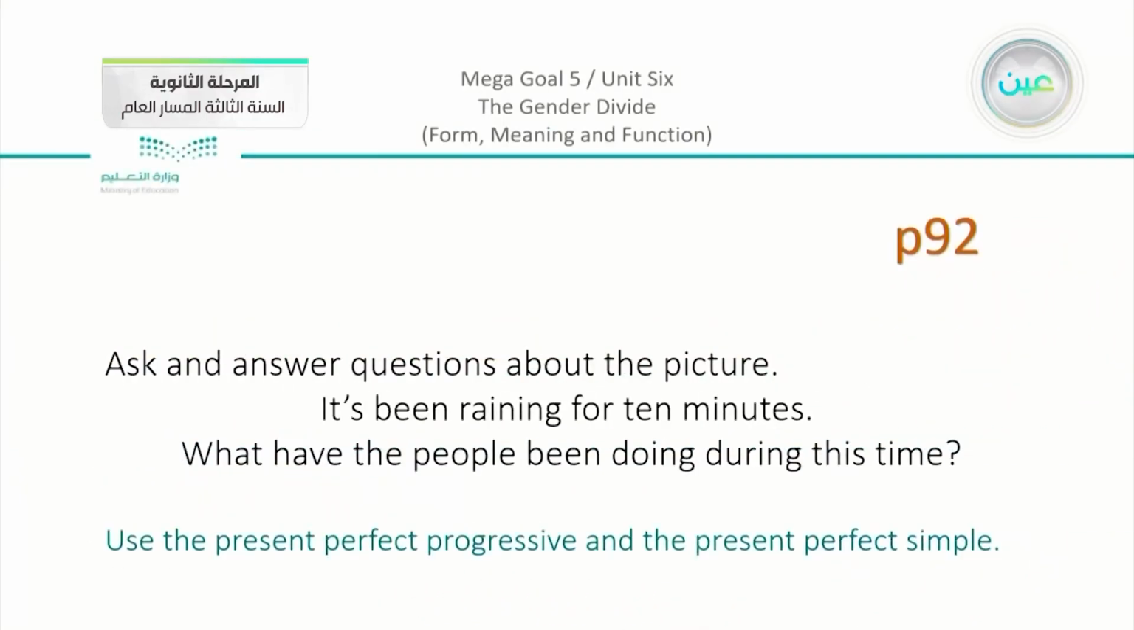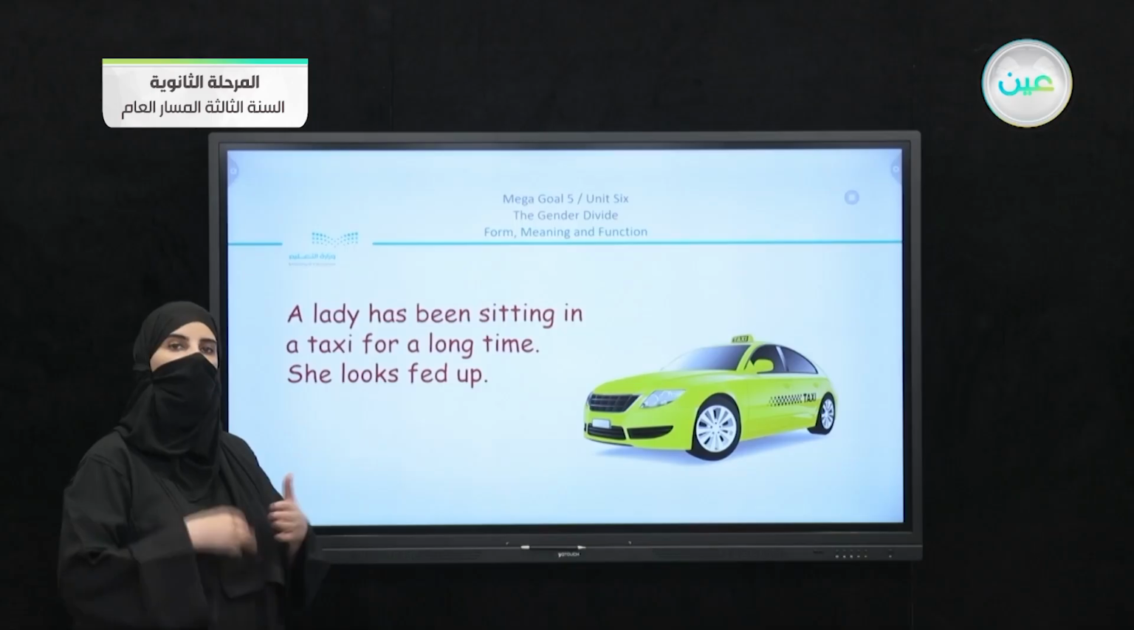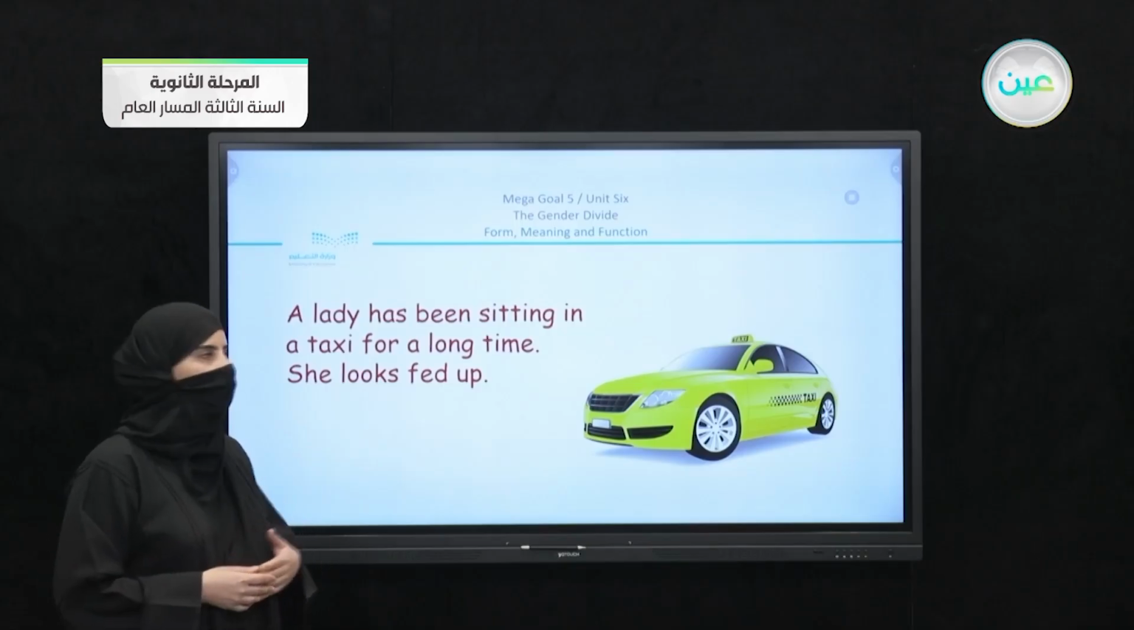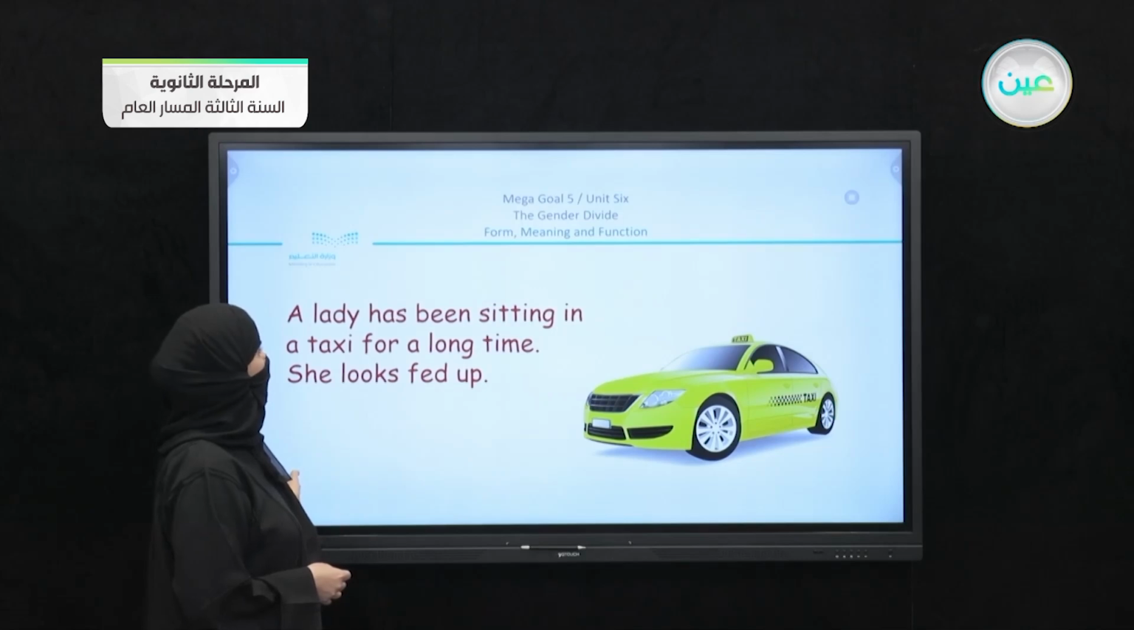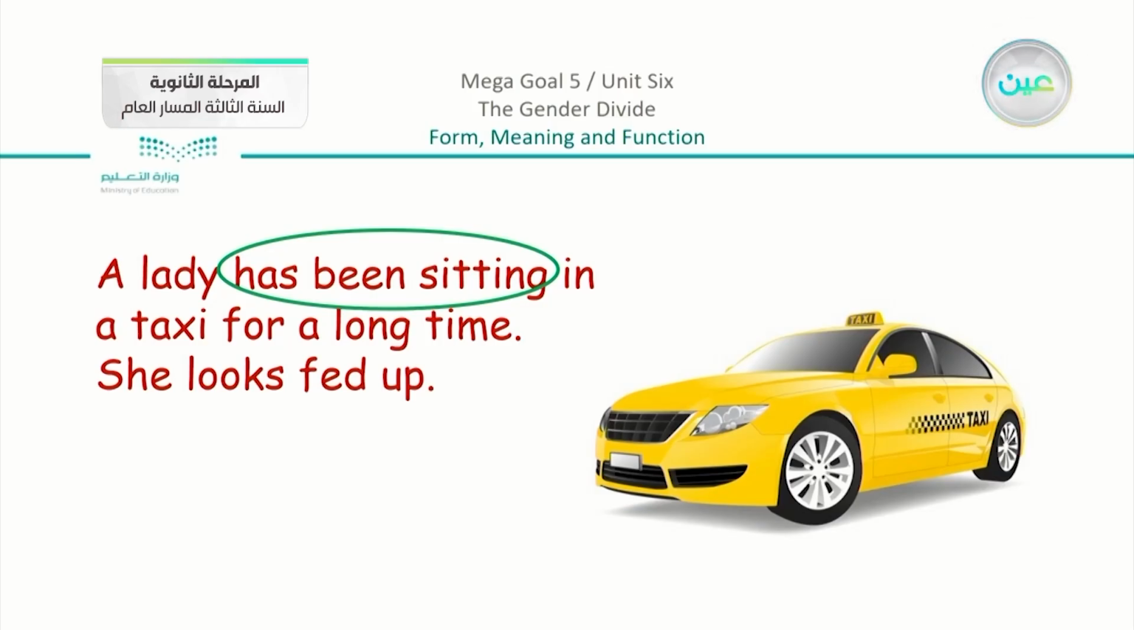Now you do have your exercises in the book. For example, we do have page number 92, ask and answer questions about the picture. Now it has been raining for 10 minutes. What have the people been doing during this time? Now we can use either the present perfect simple or the present perfect progressive. For example, a lady has been sitting in a taxi for a long time. She looks fed up. We have the present perfect progressive.